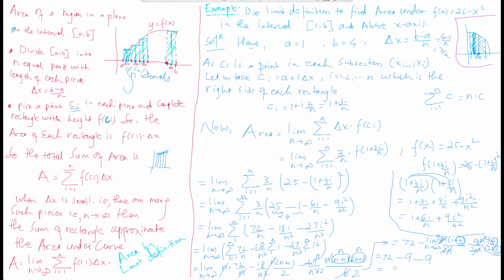Okay. So how much is 72 minus 9 minus 9? It is 54. That is the final answer.